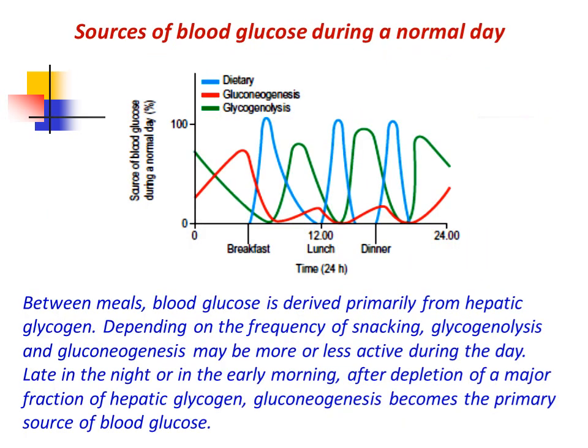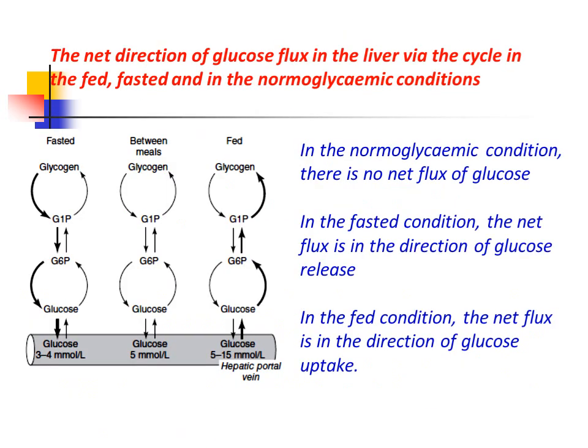Sources of blood glucose during a normal day. As shown in the figure, between meals, the blood glucose is derived primarily from hepatic glycogen. Depending on the frequency of snacking, glycogenolysis and gluconeogenesis may be more or less active during the day. Late in the night or in the early morning, after depletion of a major fraction of hepatic glycogen, gluconeogenesis becomes the primary source of blood glucose.